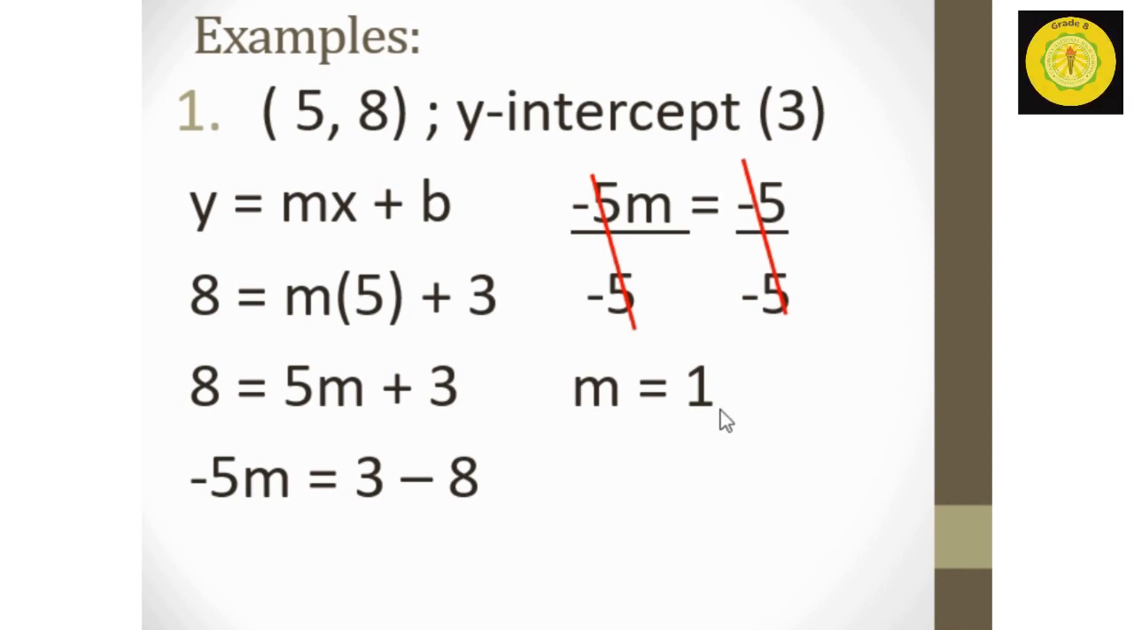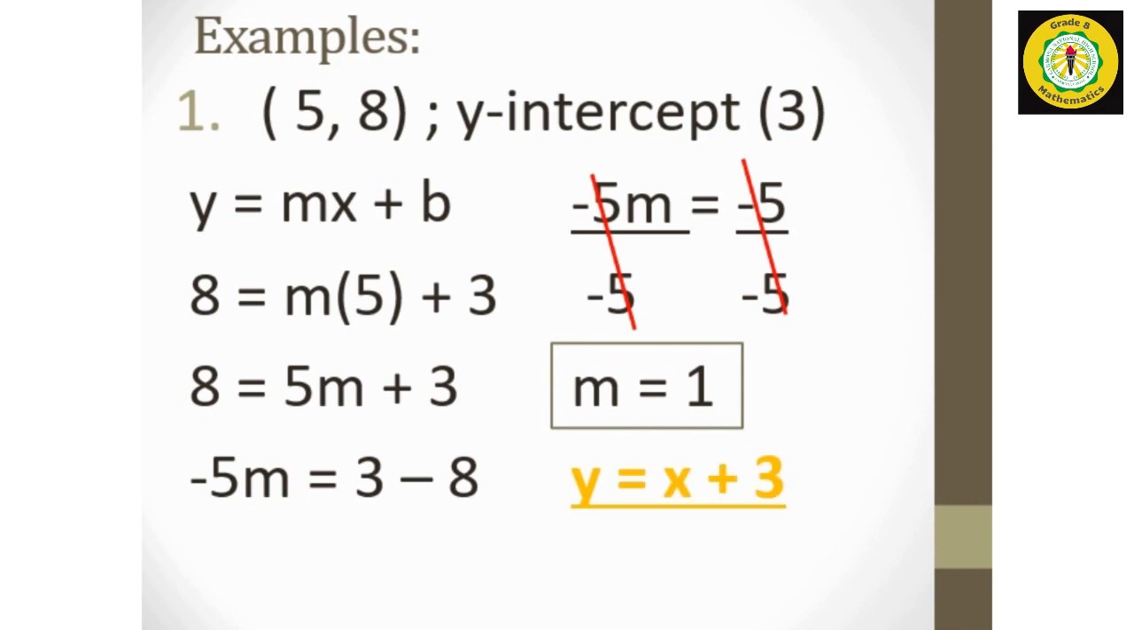Now, what is the equation of the line? The equation is y equals x plus 3. Since our m is 1, automatically we don't need to write it here. And then our b, or our y-intercept, is 3. Alright?